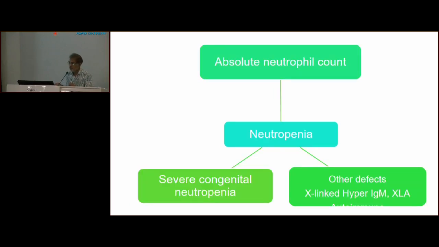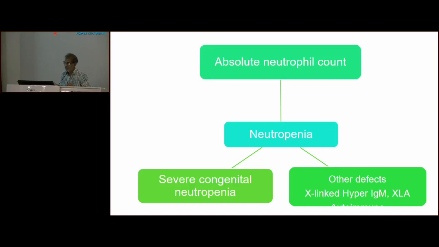Absolute neutrophil count is also very important, and it is often ignored. However, severe neutropenia is seen in severe congenital neutropenia, but there are certain antibody defects which are also associated with neutropenia as an autoimmune manifestation. This is very important to understand. So, X-linked hyper IgM syndrome is one such. It is now classified as a combined defect, not as an antibody defect.